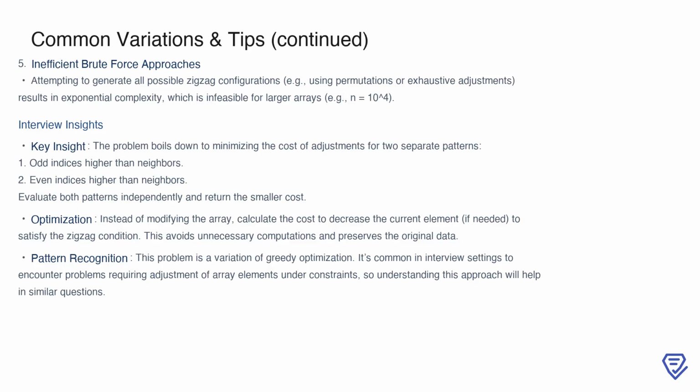Instead of modifying the array directly, calculate the adjustment cost for each element to satisfy the zigzag condition. This avoids unnecessary computations and also preserves the original data, which is especially important in interview scenarios. Recognizing that this is a variation of greedy optimization is key. Problems like this often appear in interviews, so mastering the approach here will prepare you for similar challenges.